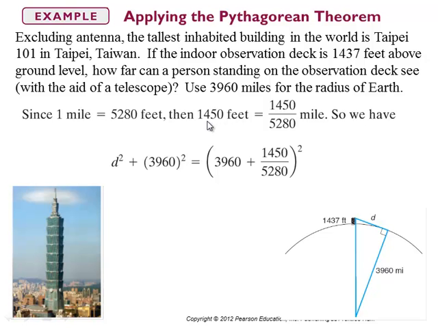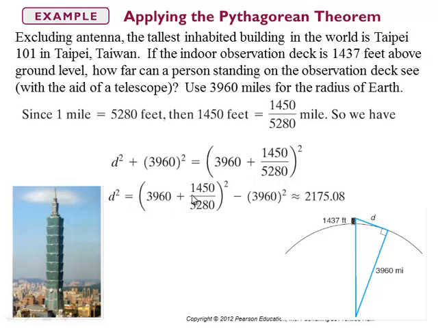Now, just for convenience's sake, we could use 1450 just as a nice round number, but nothing wrong with using 1437 as well. Divide it by 5280. So this will give you a fraction of a mile. So how many miles you are above ground? Well, it's just a fraction.